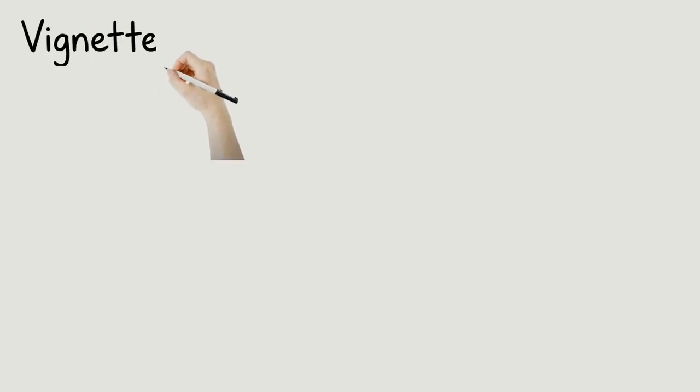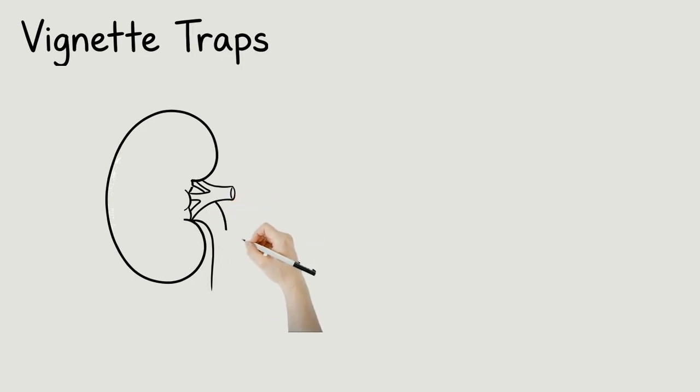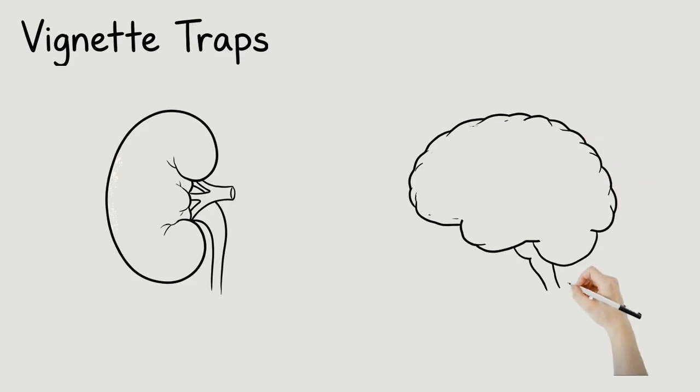Now the vignette traps, where recall becomes reasoning. Trap 1, the renal infarct. A patient with atrial fibrillation has sudden flank pain. CT shows a wedge-shaped pale area in the kidney. That wedge is an infarct. The kidney is a solid organ. Ischemia produces coagulative necrosis. Architecture preserved, nuclei lost. Don't overthink it.